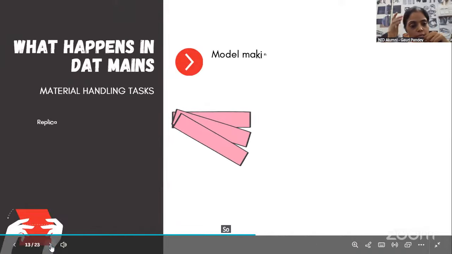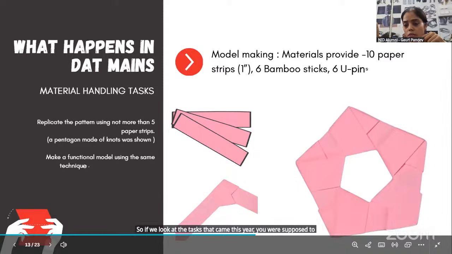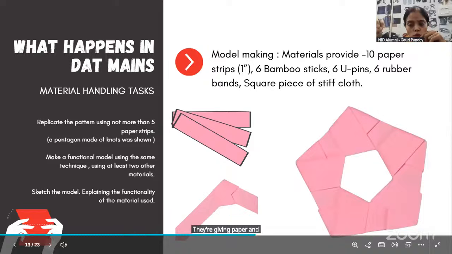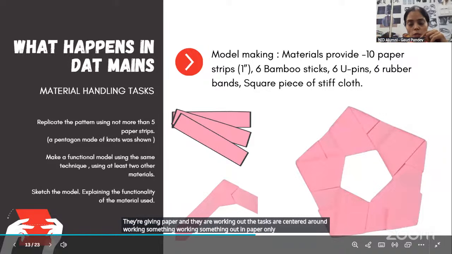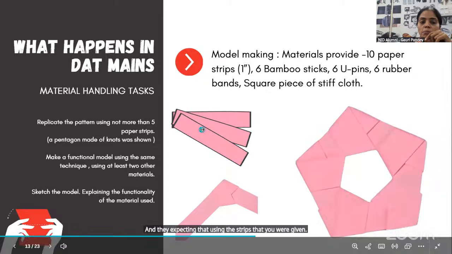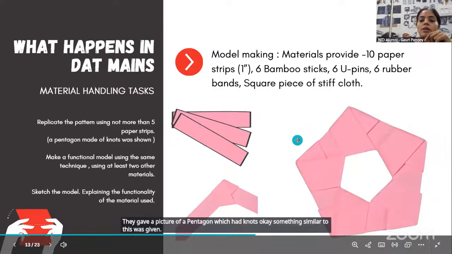So if we look at the task that came this year, the last 2-3 years, 2 years particularly, they are giving paper. Okay, they're giving paper and the tasks are centered around working something out in paper only. Major material is paper. They gave 10 strips of paper, 1 inch, and 6 bamboo sticks, 6 U-pins, 6 rubber bands, square piece of stiff cloth. And they expecting that using the strips that you were given, they gave a picture of a pentagon which had knots. Okay, something similar to this was given, and they were supposed to replicate it.